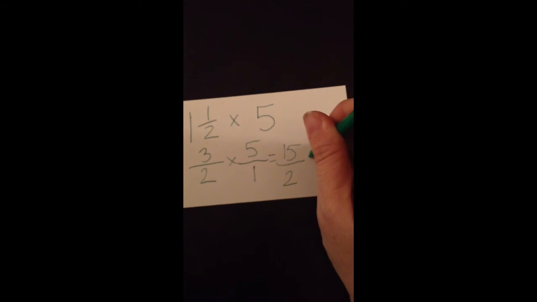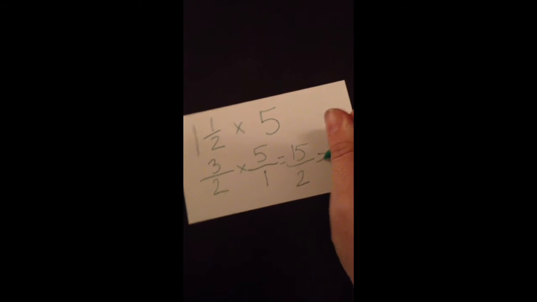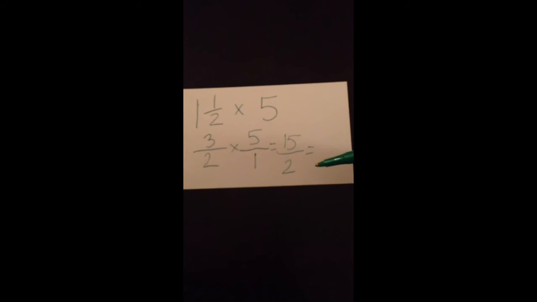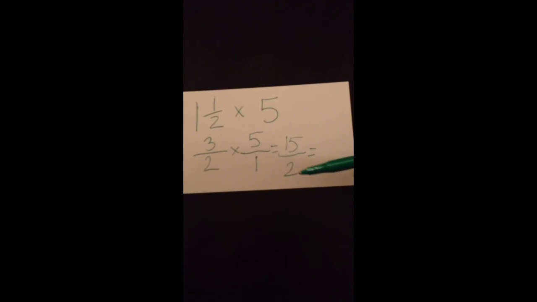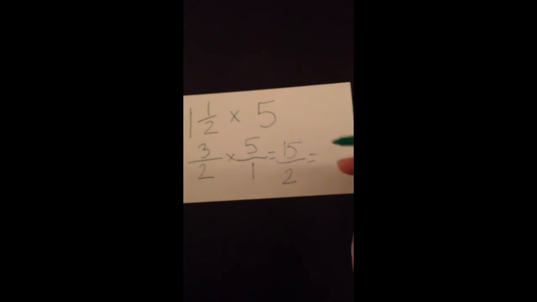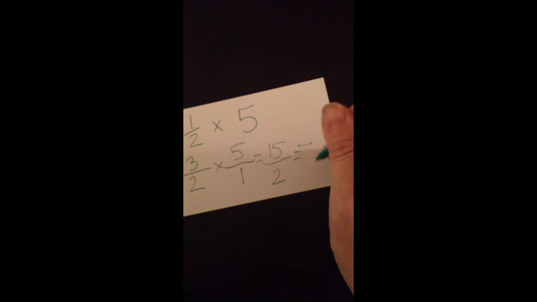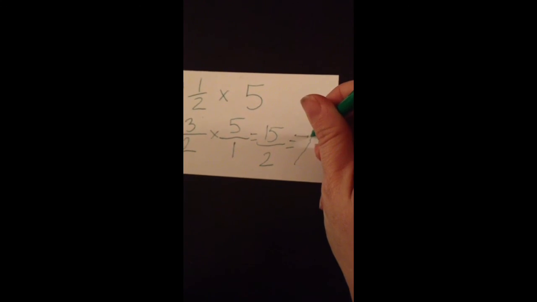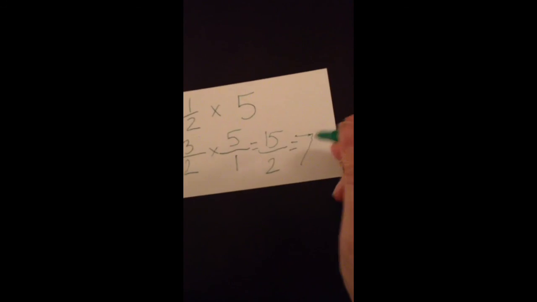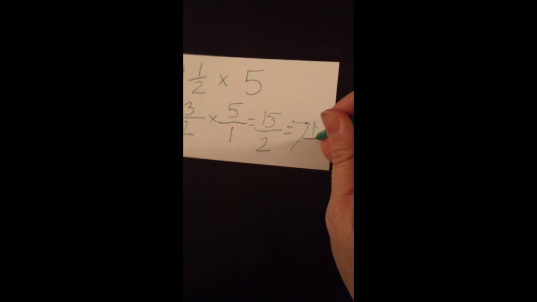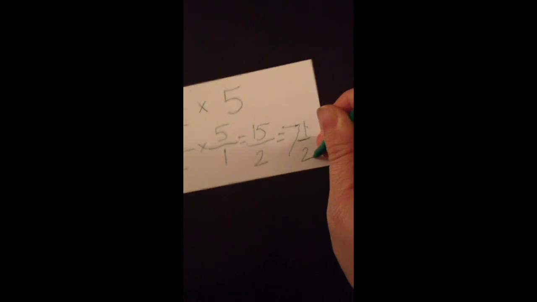Now we're left with an improper fraction, so we need to change that to a mixed number for the final answer. And we're going to say 15 divided by 2, which is 7 with 1 left over, so that will be 7 and 1/2. And so that is multiplying fractions and mixed numbers.